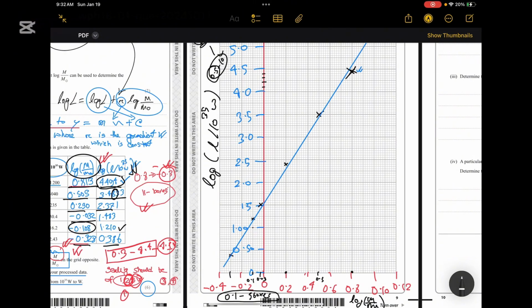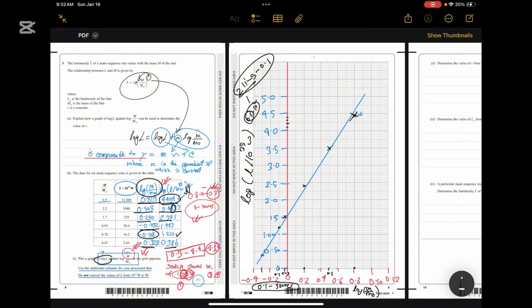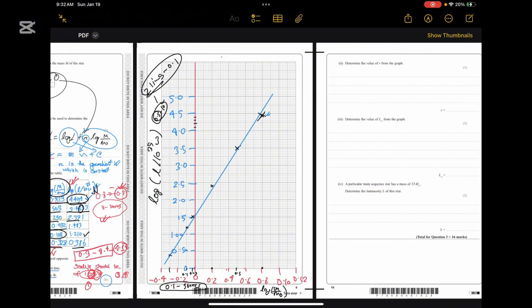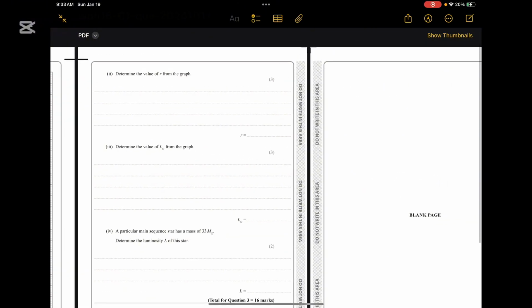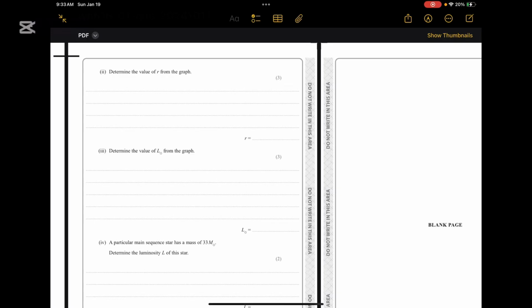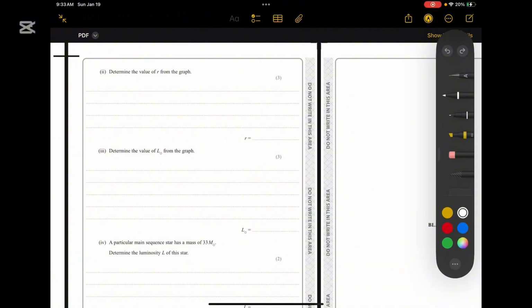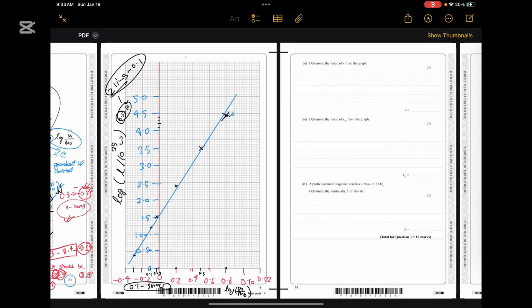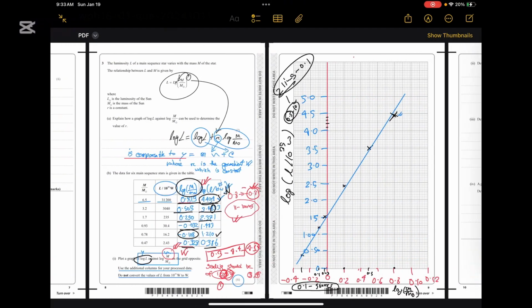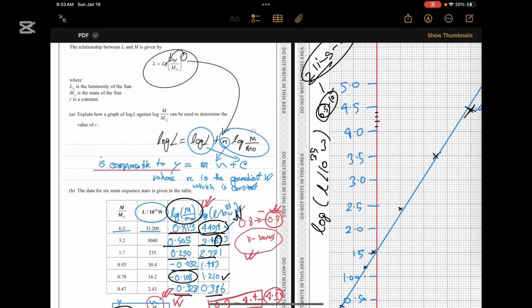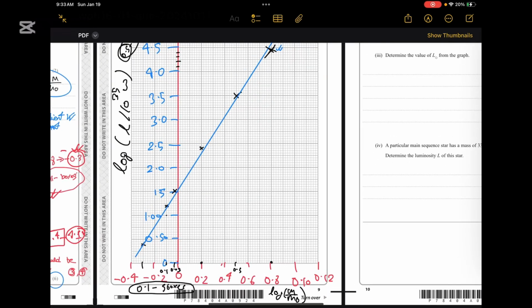So now let's move forward and do the next part of the question. In the next part, what they have given is determine the value of R from the graph. So R was our gradient, right? We have seen before that R was our gradient. So let's go and draw the gradient and figure it out from here.